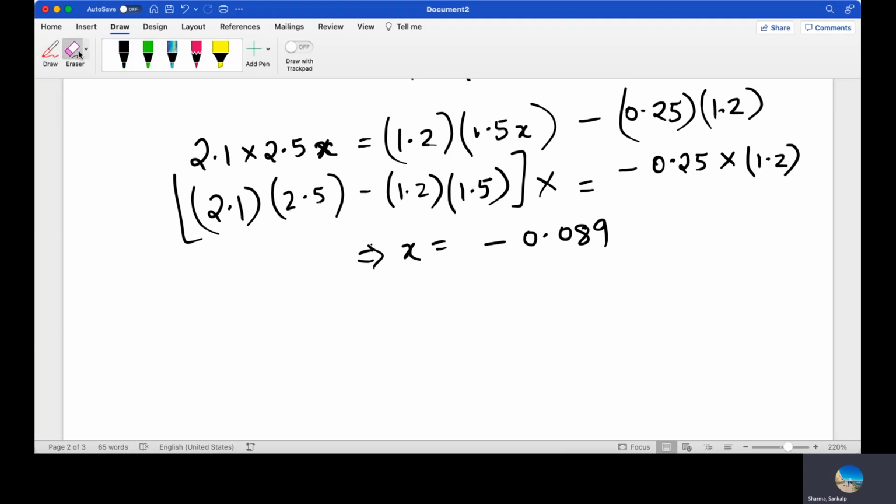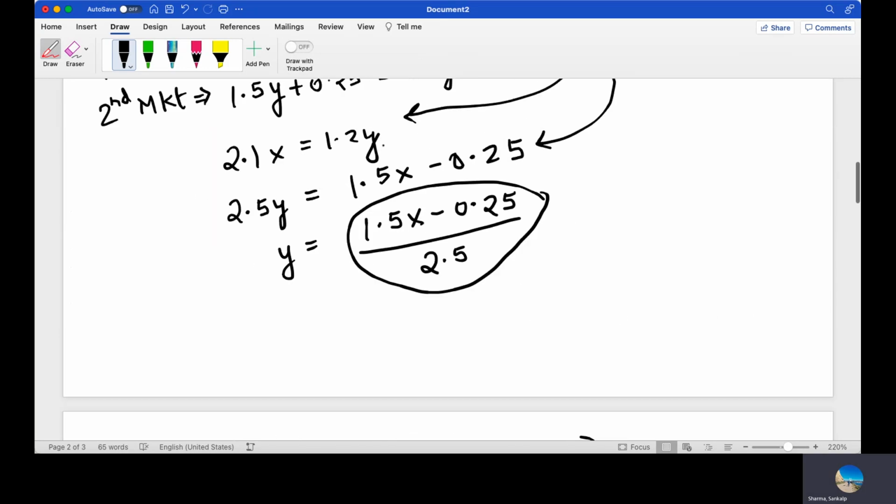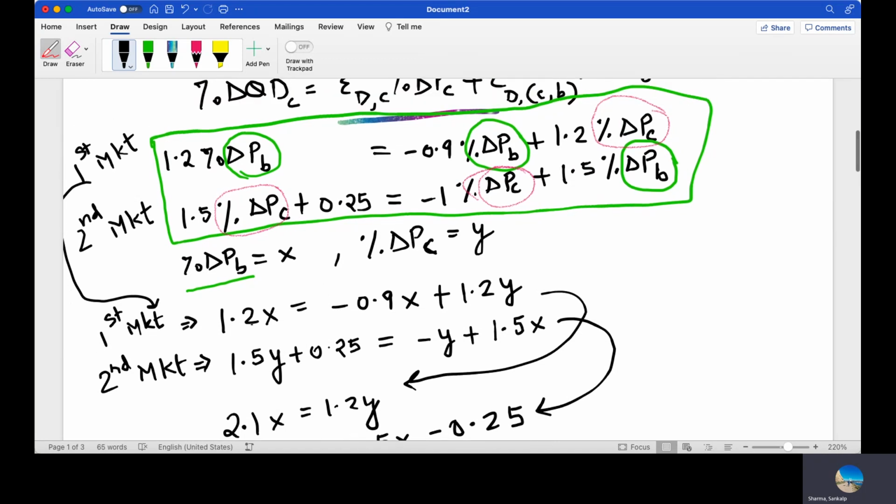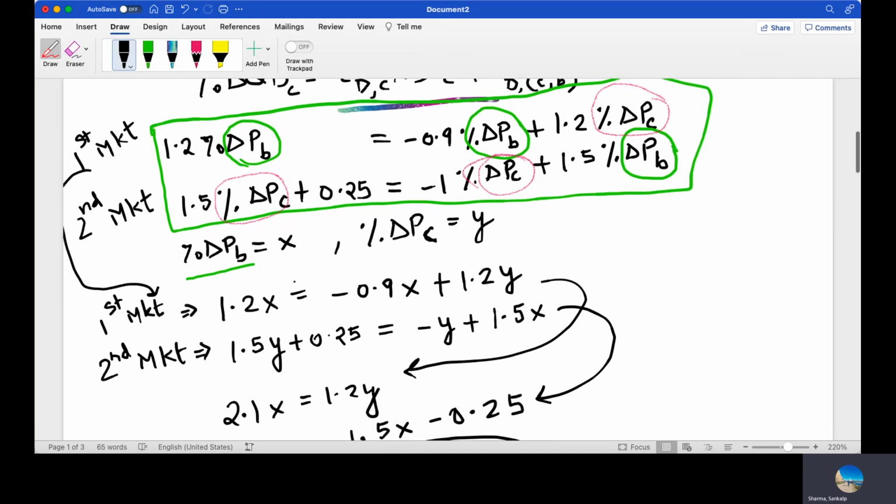Which of course is nothing but 8.69% in the negative. Don't forget the negative. Okay, so that is x. So what was our x? What did we define x as? Our x was nothing but our percentage change in the price for beets. Okay, that is what we're getting for the x.